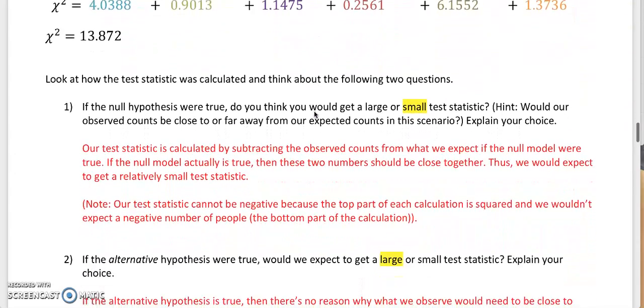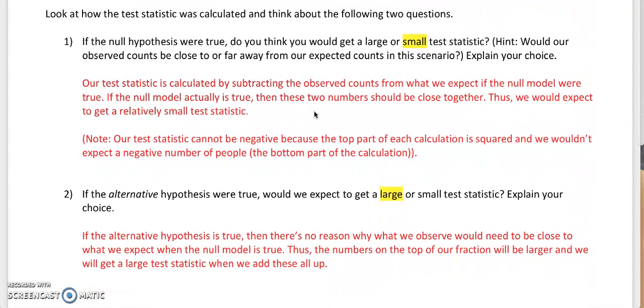And that's exactly what we've got here in the notes: if the null hypothesis is true, what I observe should be close to what I expected, and I would get a relatively small number. I also pointed out that the test statistic can't be negative, because we're squaring the top part and the bottom part can't be negative, so everything is 0 or larger. So null hypothesis is true, we expect a small test statistic. Alternative hypothesis is true, we expect a large test statistic. And we're going to come back to this when we think about our p-value later.